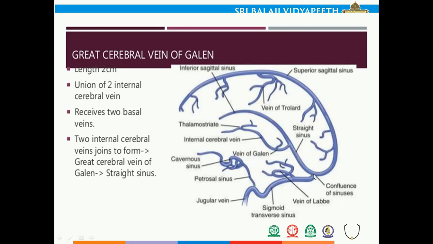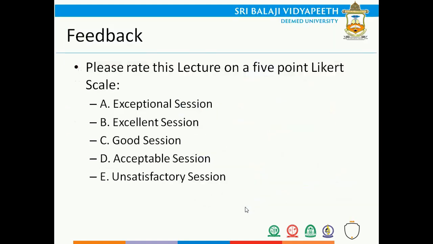The straight sinus in turn is connected by the confluence of sinuses that drain into the superior sagittal sinus, and the superior and inferior sagittal sinuses are also interconnected. Here you find the cavernous sinus is interconnected with the petrosal sinus, and the petrosal sinus is interconnected with the jugular vein. See here, the sigmoid sinus also drains into the jugular vein. Through the jugular vein, the cranial venous blood is drained to the internal jugular vein, which carries it directly into the SVC, superior vena cava.